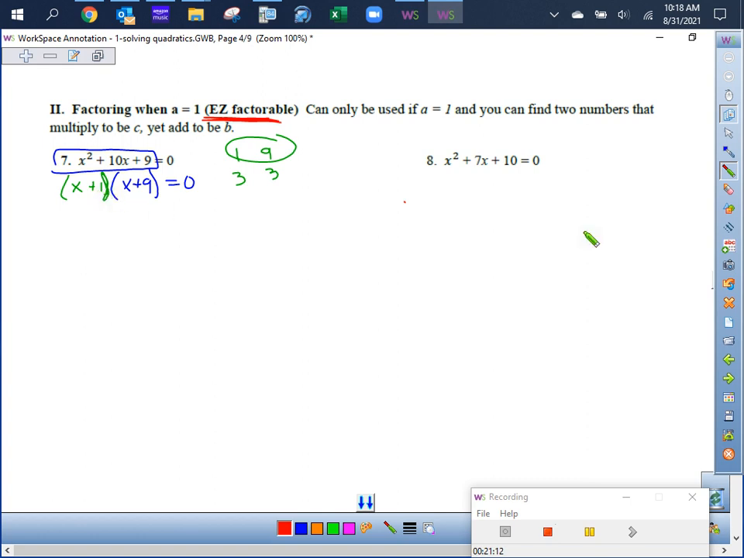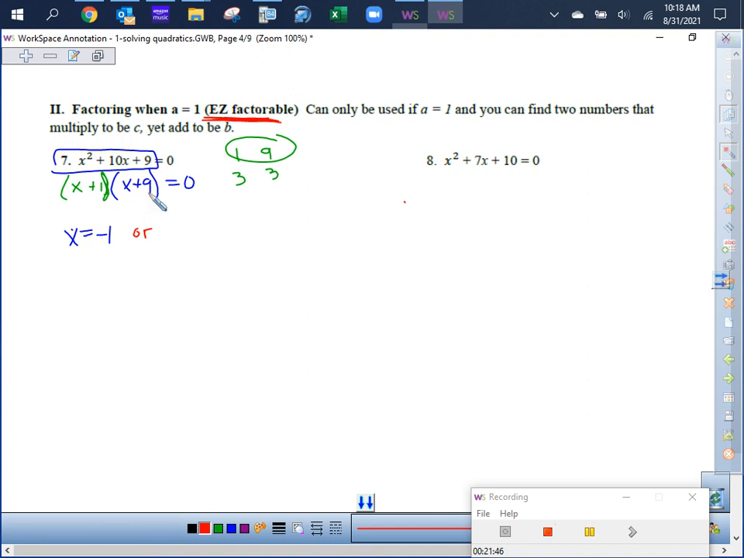What value of x makes the green group 0? What plus 1 gives me 0? Negative 1. There's one of our solutions right there. x could equal negative 1. That makes the green group turn out to be 0. What makes the blue group turn out to be 0? What plus 9 gives you negative 9 back?